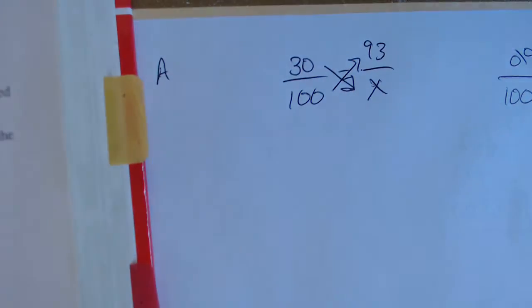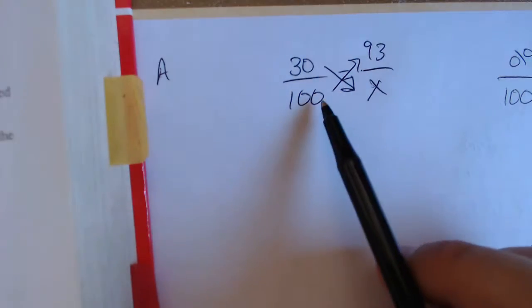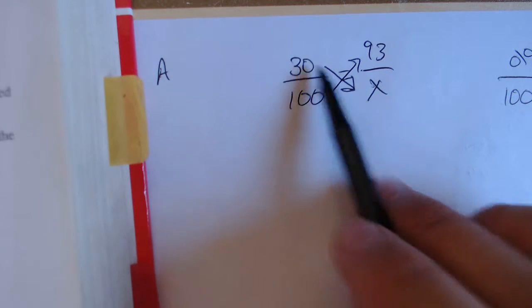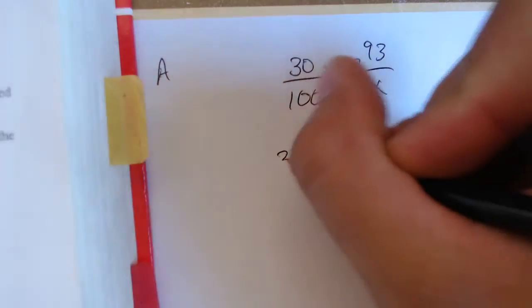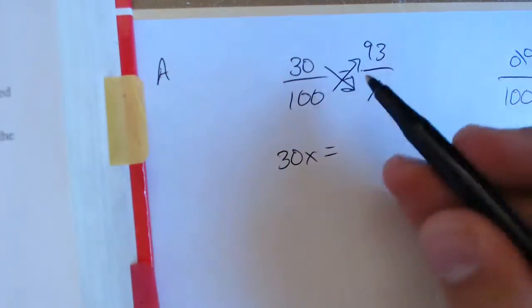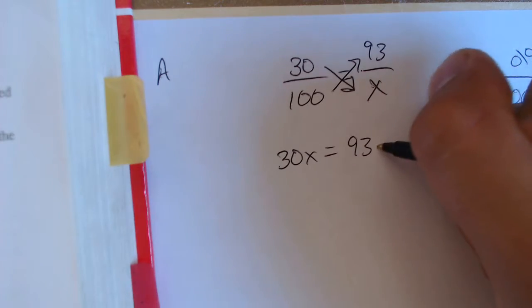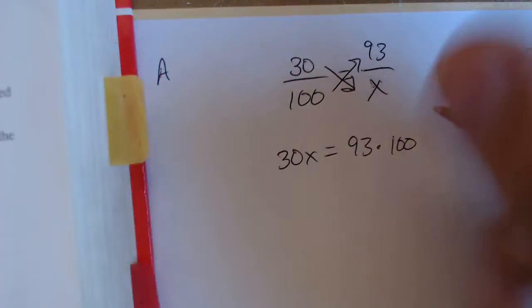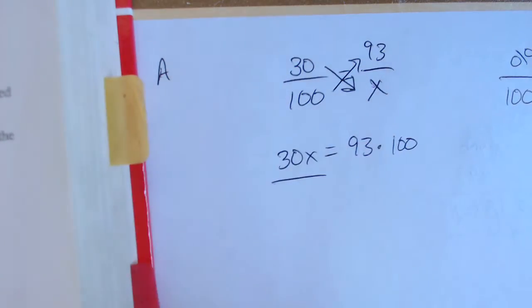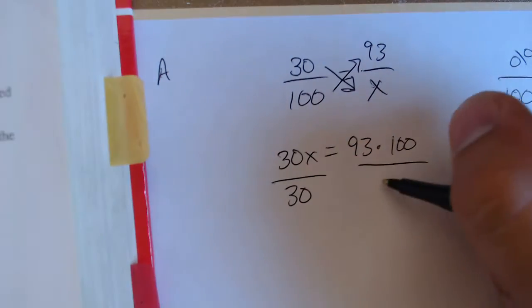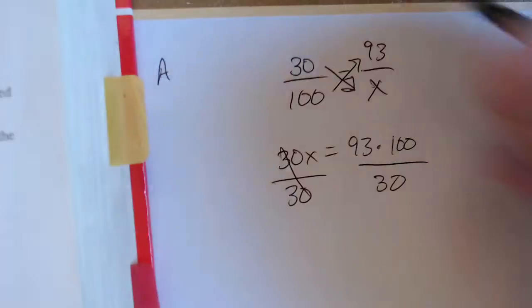And you'll find that when you rewrite this problem during cross multiplication, it helps if you do not multiply your whole numbers. I'll show you what I mean in a second. We rewrite this as 30x equals 100 times 93. I'm just going to write this as 93 times 100 because it's a little bit easier to divide with fractions. Next, we have to divide by the coefficient of 30x to solve the equation.